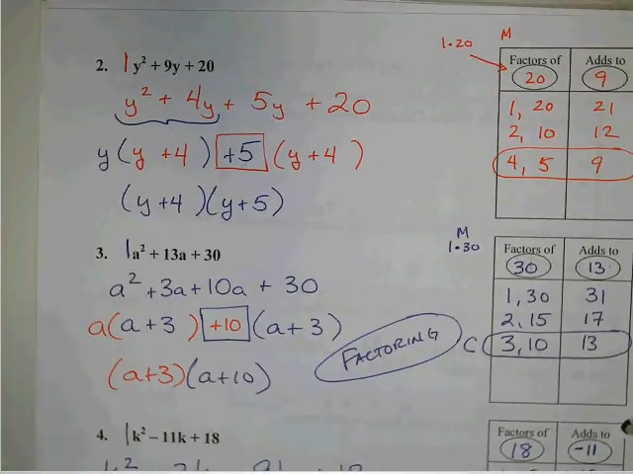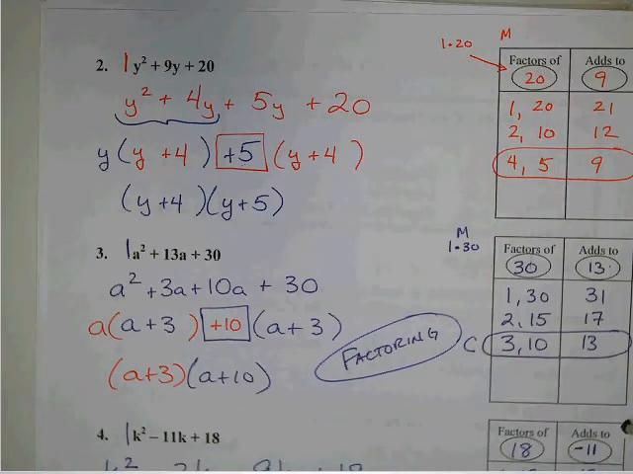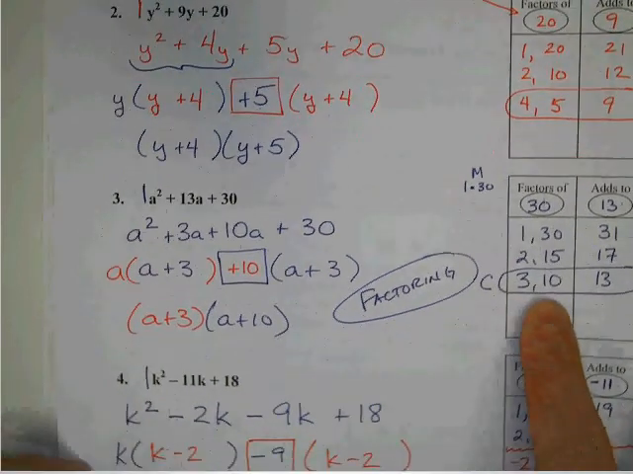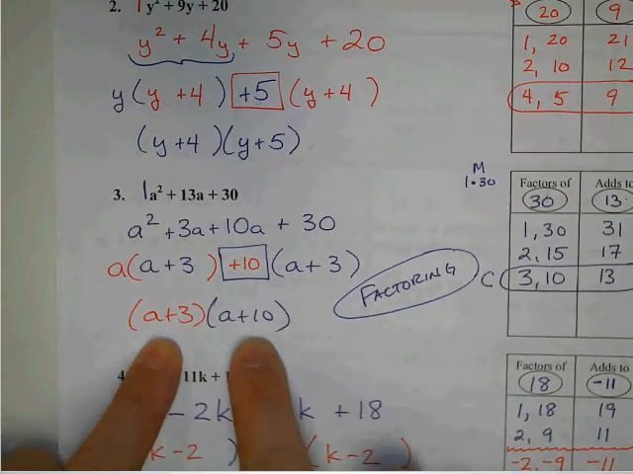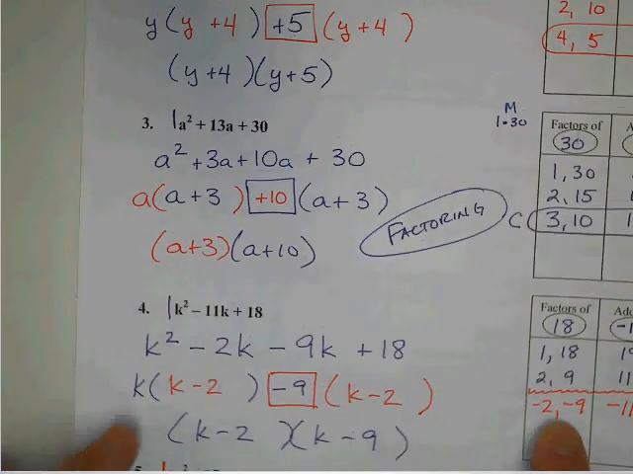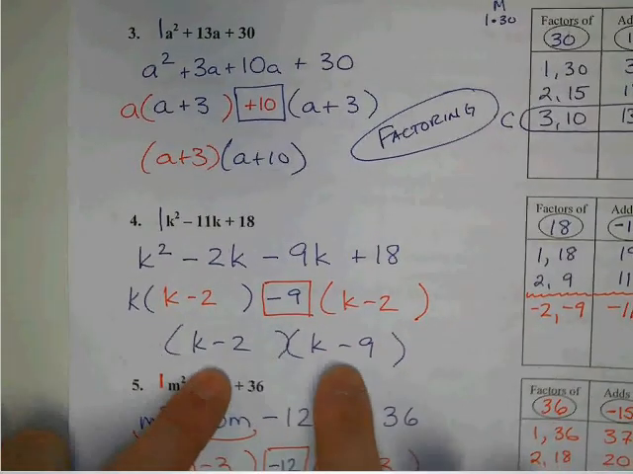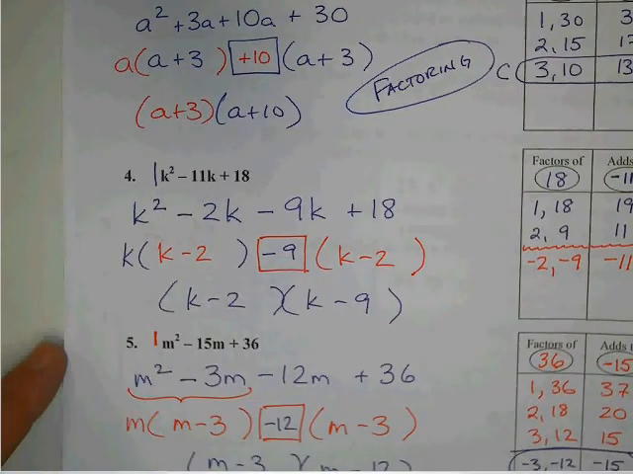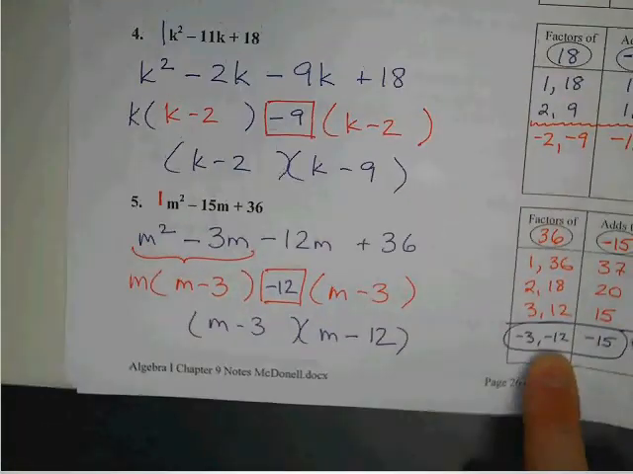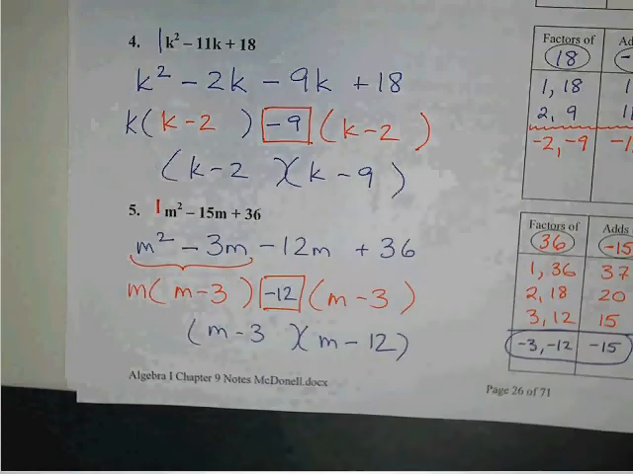Go back to page 26. Let's show our examples. Look at 26 up here. You see 4 and 5? Look at your answer. Y plus 4, y plus 5. Look down below at number 3. Number 3, you see your factors? 3 and 10. Look at your answers. Look down here. -2, -9. What are your answers? K minus 2, K minus 9. Look down here. -3, -12. I got it. Okay?